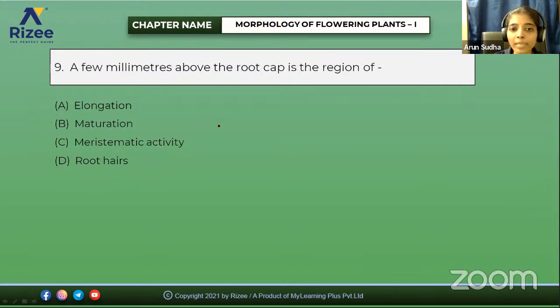A few millimeters above the root cap is the region of elongation, maturation, or meristematic activity? Yes, option C is the correct answer. That is, above the root cap is the region of meristematic activity. Okay, so we'll see a few more questions.